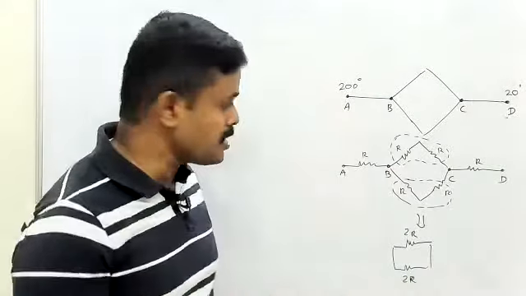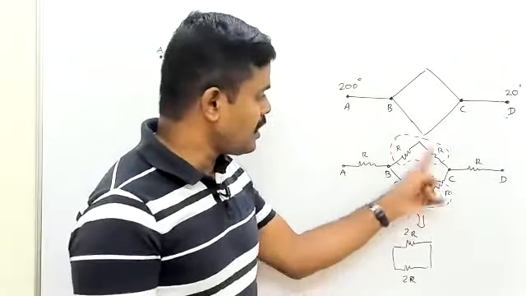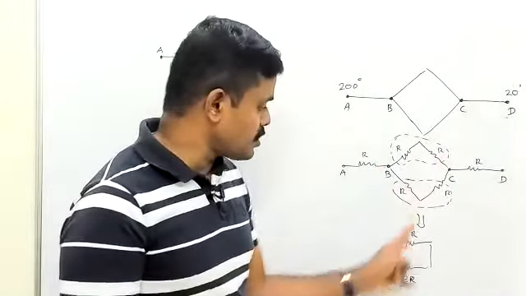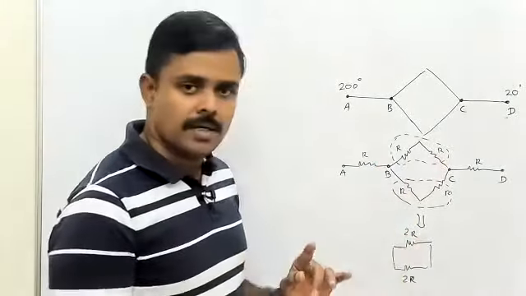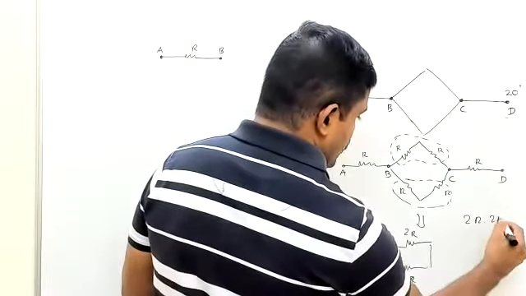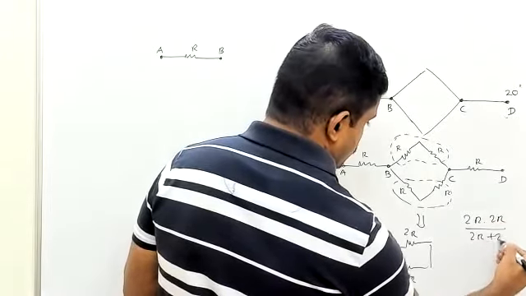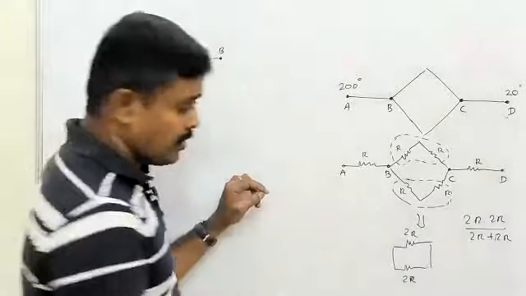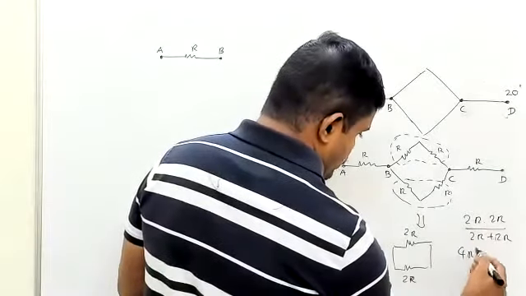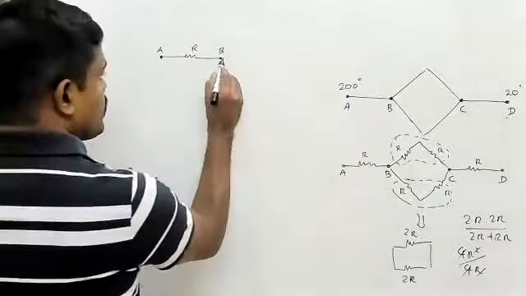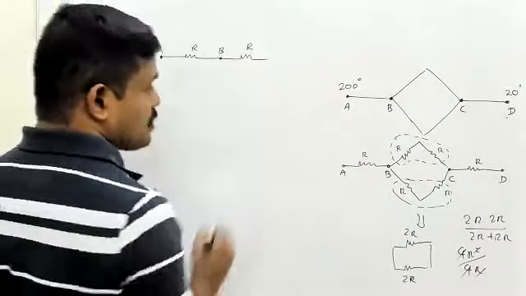Why should you apply Wheatstone's principle? That is not needed. R and R are in series, so R plus R is 2R. So 2R and 2R are in parallel. Effective is what? 2R into 2R by 2R plus 2R. Do you remember R1 R2 by R1 plus R2? So 2R into 2R is 4R square by 2R plus 2R, which is 4R. Answer is R. So in place of the whole setup, I can put 1R.